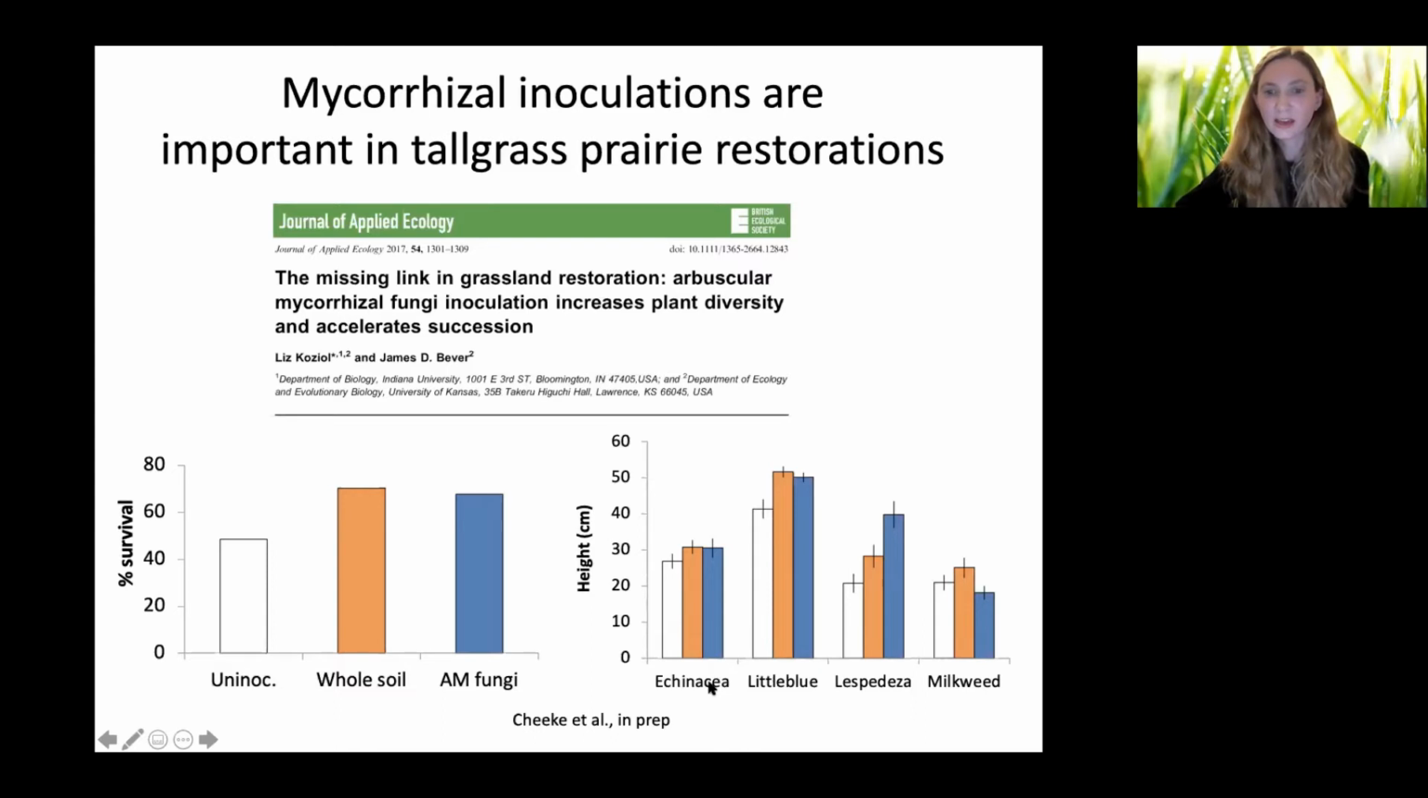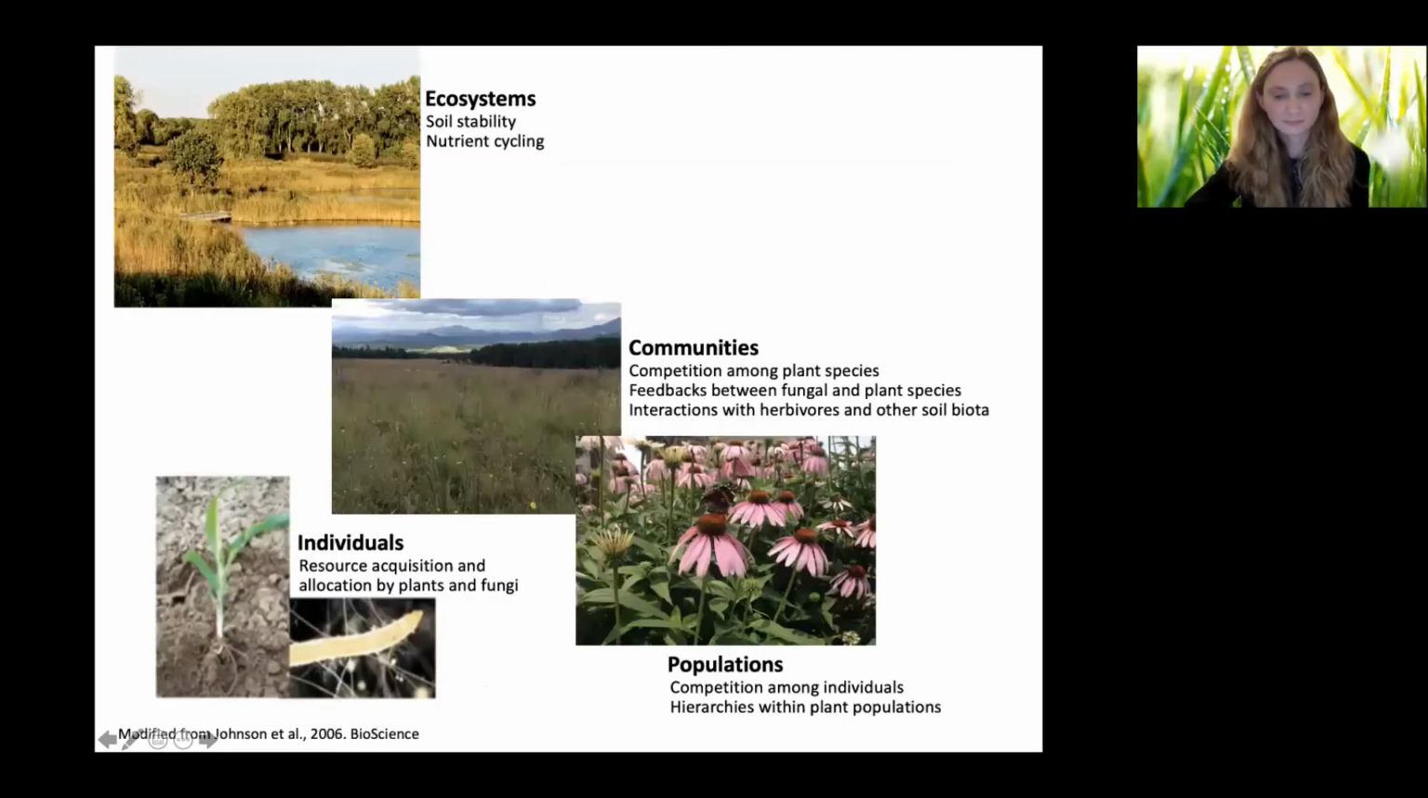So here we have Echinacea pallida, little bluestem, which is a native grass, Lespedeza capitata, which is a legume, and Asclepias tuberosa, milkweed. And the colored bars are the inoculated plants. So they survived better and they grew taller when they were inoculated with these local soil organisms.